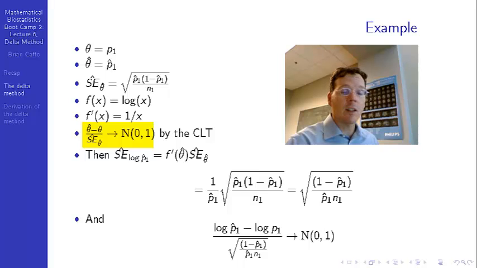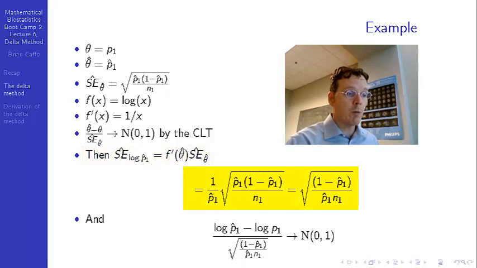In this case, theta hat is a simple average, okay? And we're just simply subtracting off its mean and dividing by a consistent standard error, so it converges to a normal 0, 1 by the ordinary central limit theorem. So then it's saying that the estimated standard error of the log of the sample proportion is f prime of theta hat times the standard error of theta hat. So let's go through that calculation.